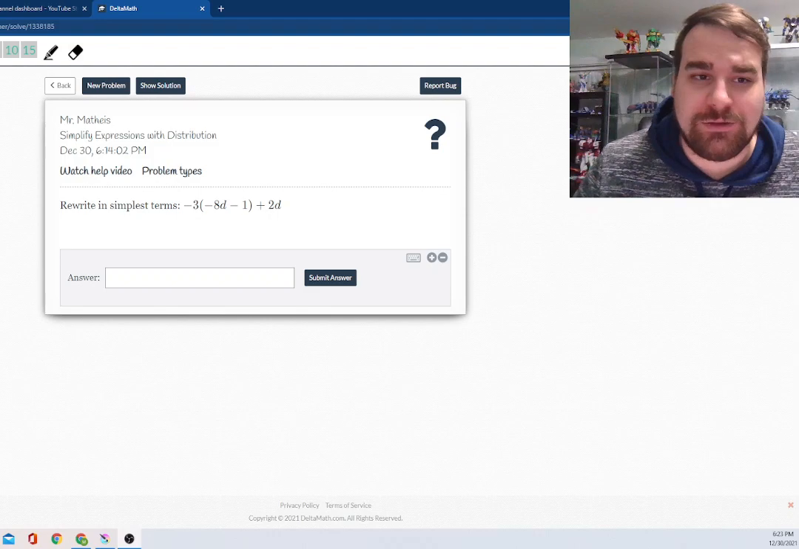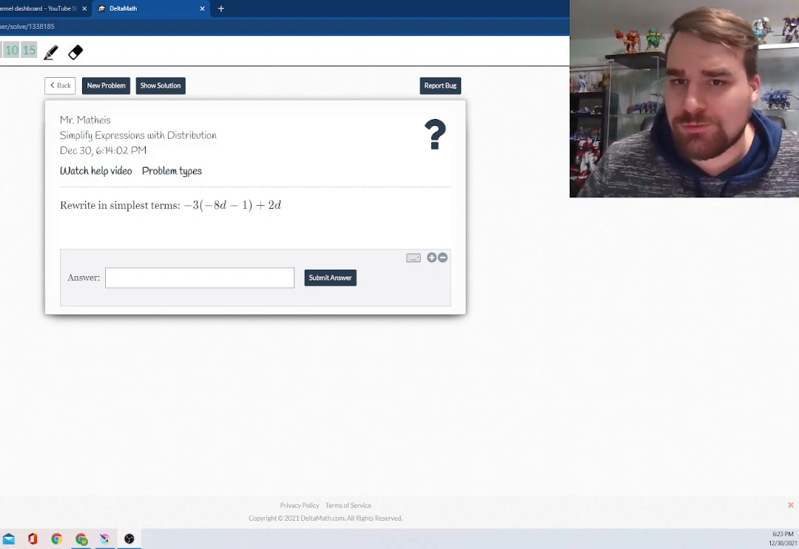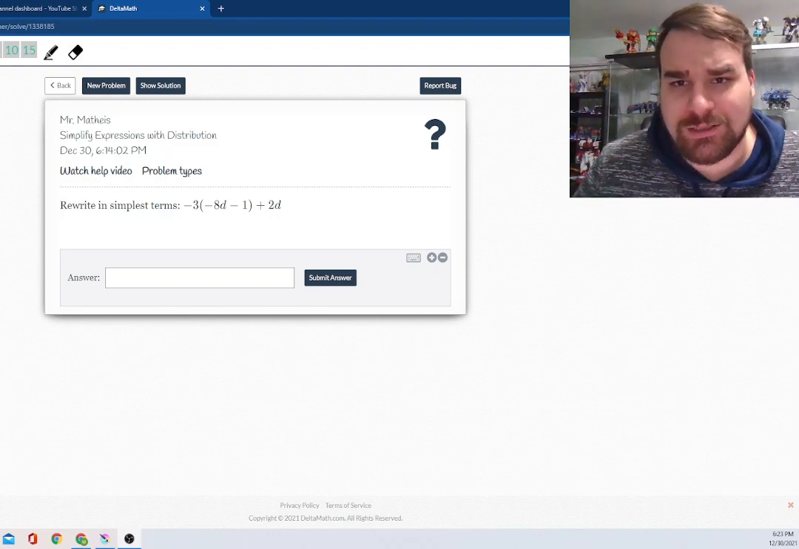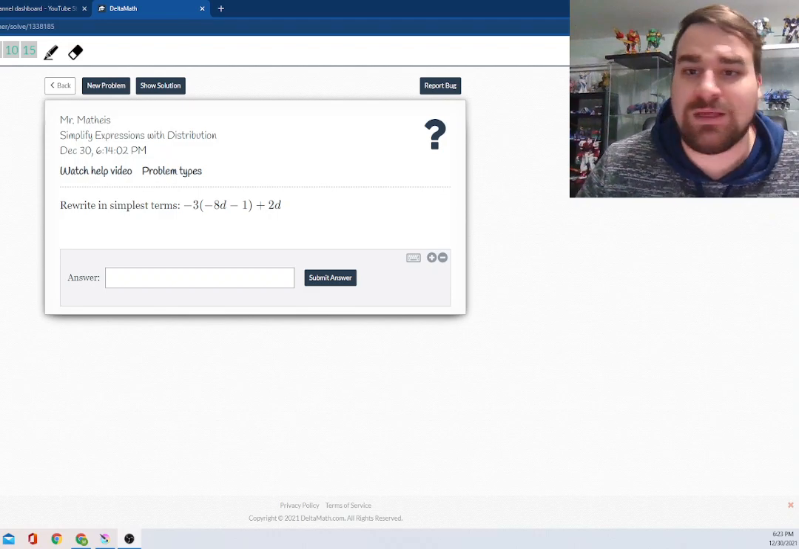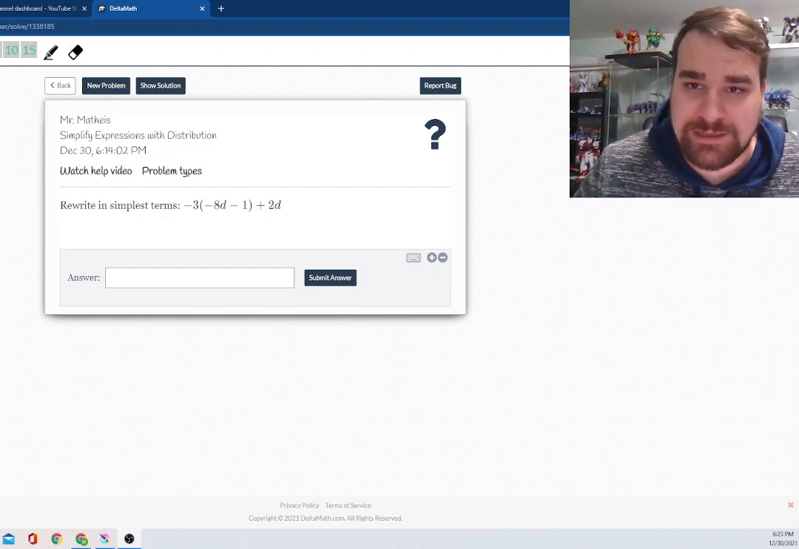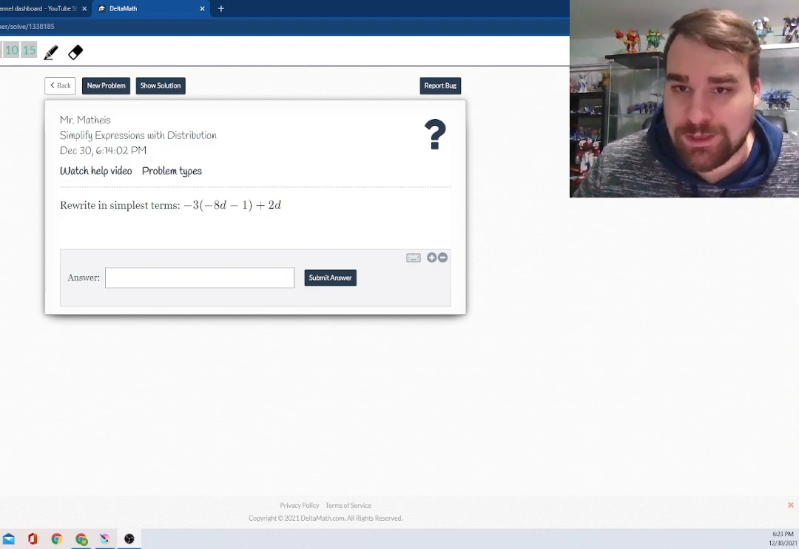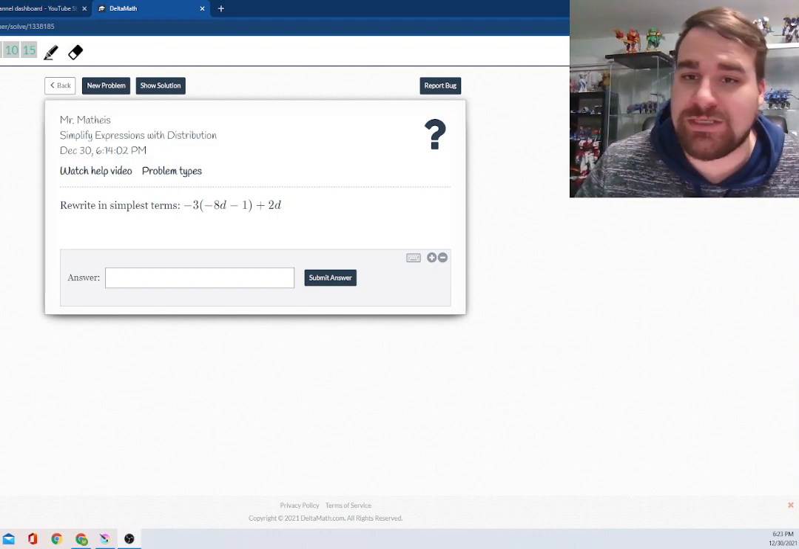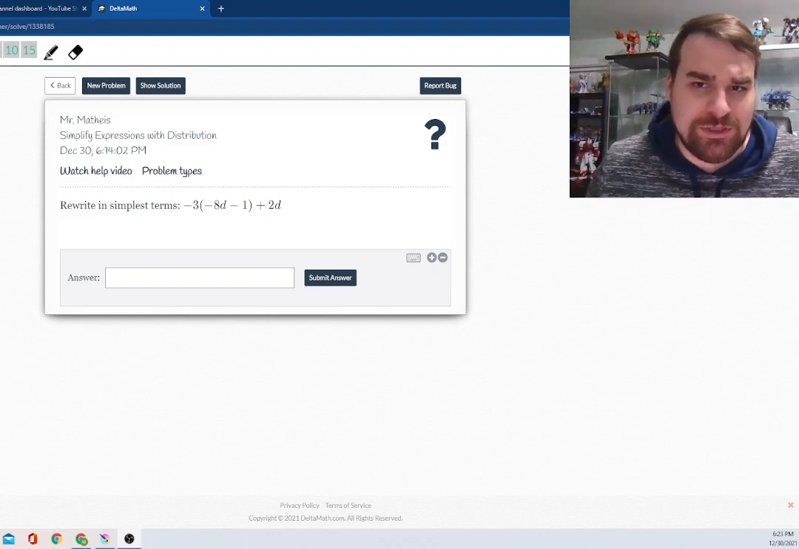Today, we're going to be taking a look at simplifying expressions with distribution. So let's take a look at what this question is asking. It says, rewrite in simplest terms, and then gives us the expression -3 times, in parentheses, -8d minus 1, and then outside of the parentheses, plus 2d. So what exactly do we do here?